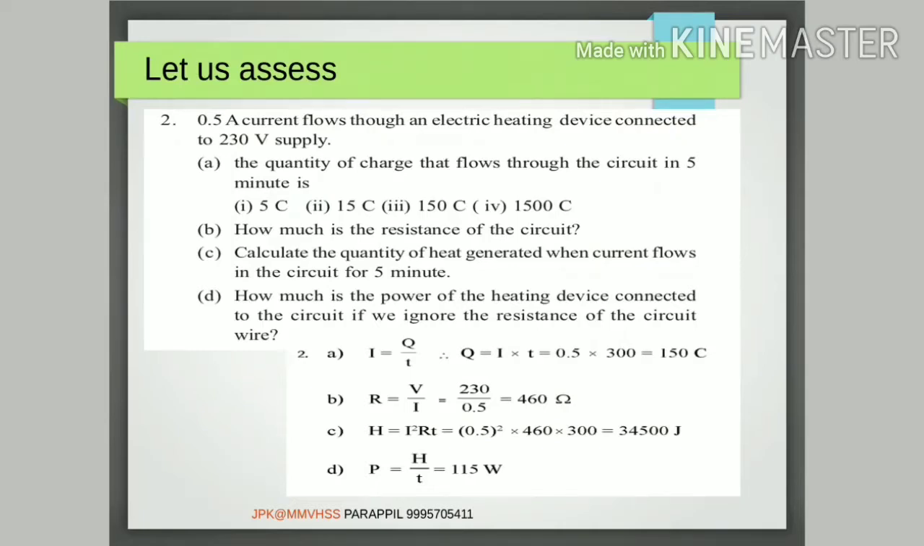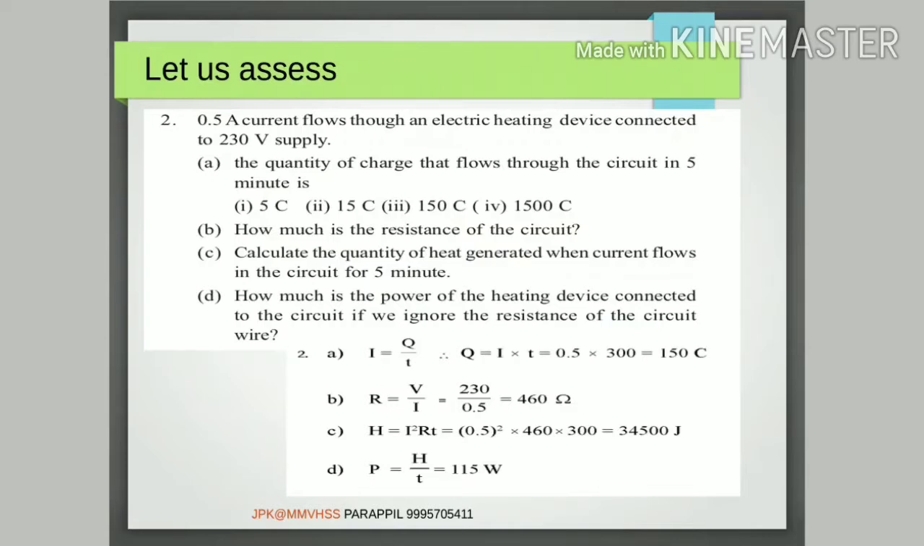In this question, in the A part, we have to calculate the quantity of charge. Q is equal to I into T. But here time is given in minutes, convert it into seconds. Then we get 0.5 into 300 is equal to 150 coulomb. In the B part, resistance R is equal to V by I is equal to 230 by 0.5 is equal to 460 ohm.